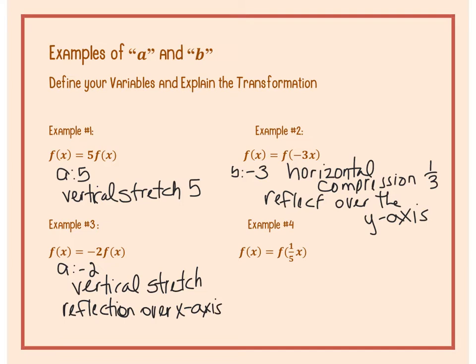Okay? And the last one, if it's inside the parentheses, that means it is a B value. So our B is 1/5. Well, with B, remember that we always take the reciprocal. So that 1/5, we've got to flip upside down. We get 5/1. This is a horizontal stretch by 5. Okay? So B causes horizontal stretches or compressions. But the B value, you always have to take the reciprocal of it. Okay? So those are some examples of A and B and what they do.